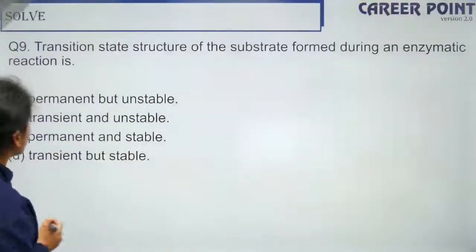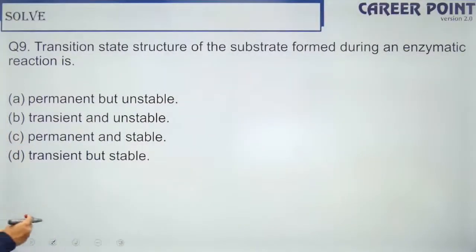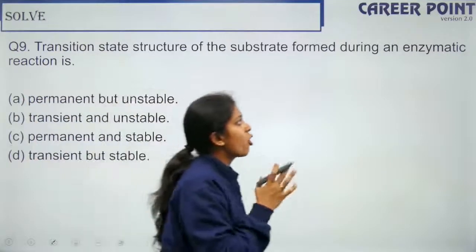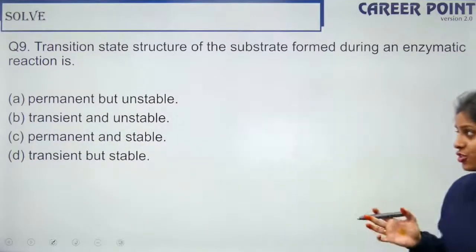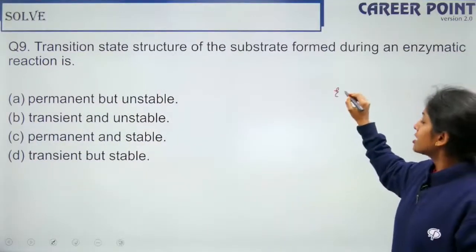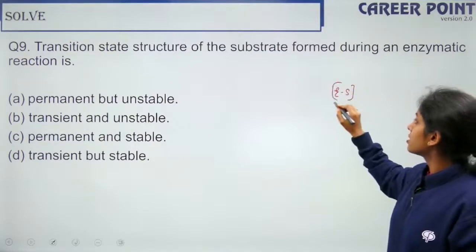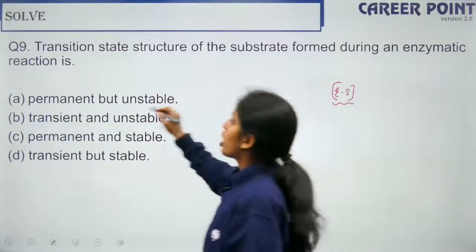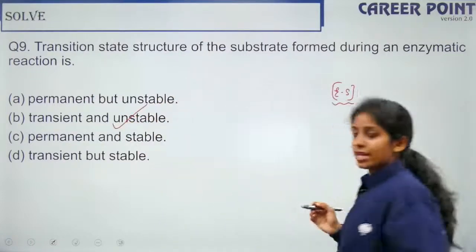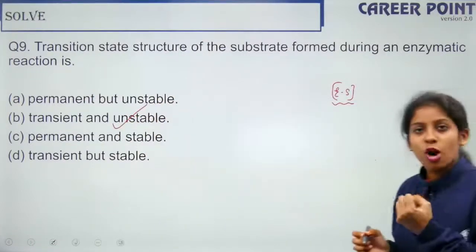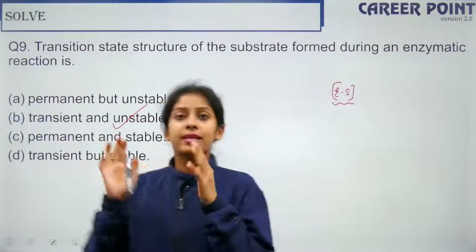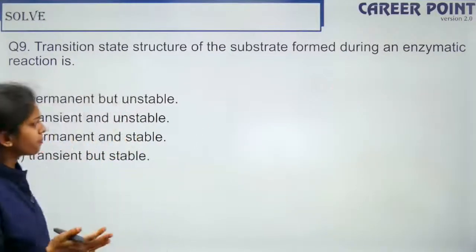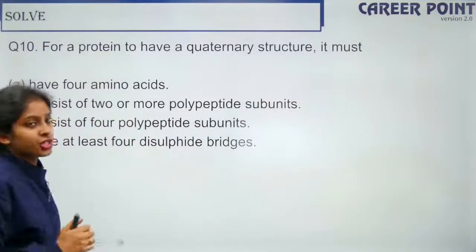Alright, so we go to the next one, question 9. The transition state structure of the enzyme formed during an enzymatic reaction is the enzyme substrate complex, the transition state complex, right? So this transition state complex is transient and unstable. Transient means it is formed for a short time, and unstable means it is about to degenerate.